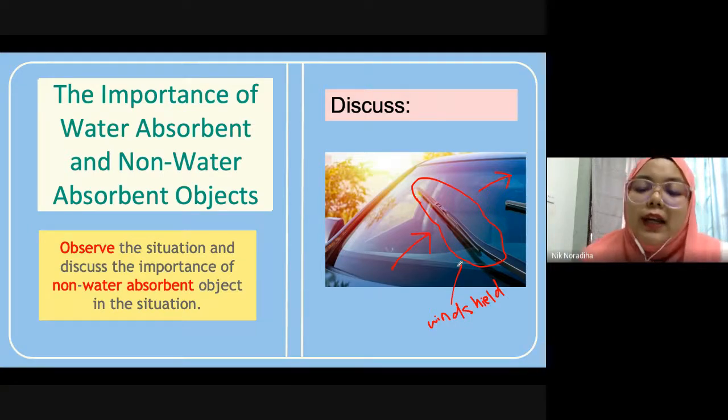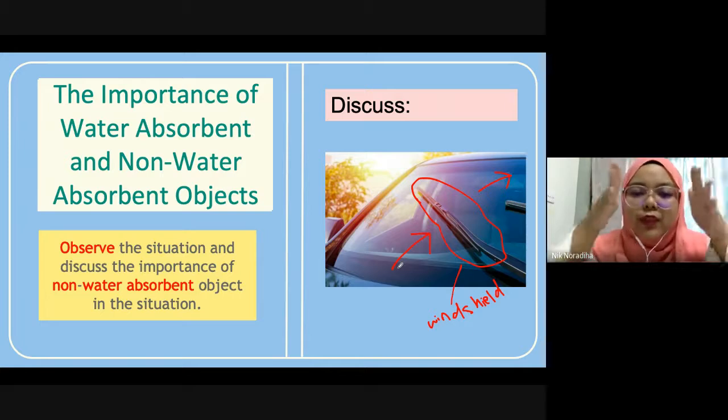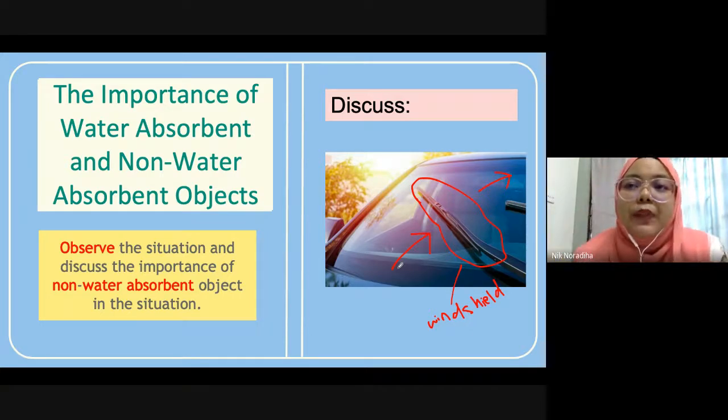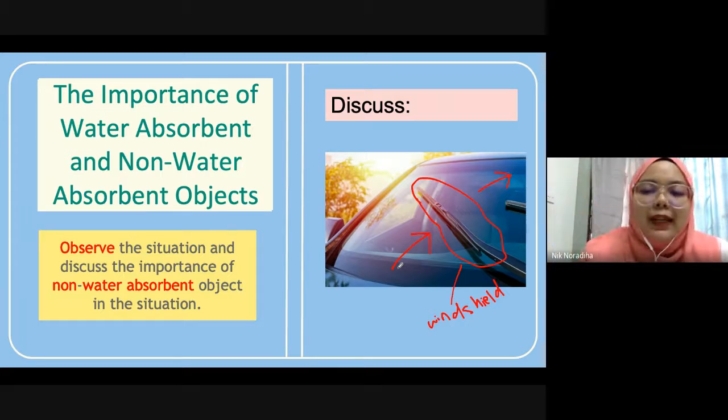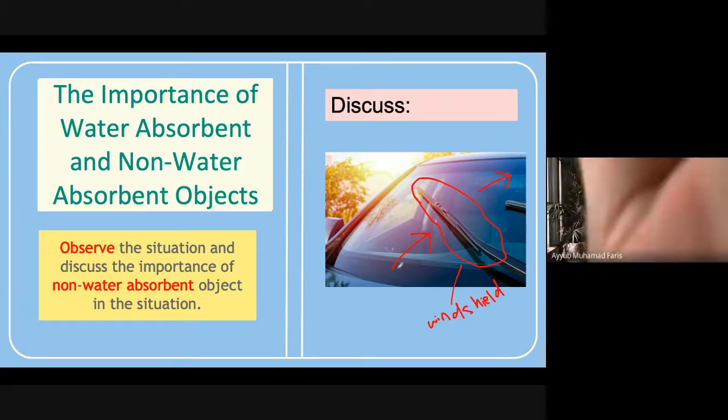Okay, so this windshield, usually your parents will turn them on during rainy days, so that it is easier for the driver to see what is in front. Because when it's raining heavily, it's very hard for the driver to see. So this windshield can help to make it clearer for the driver to see.